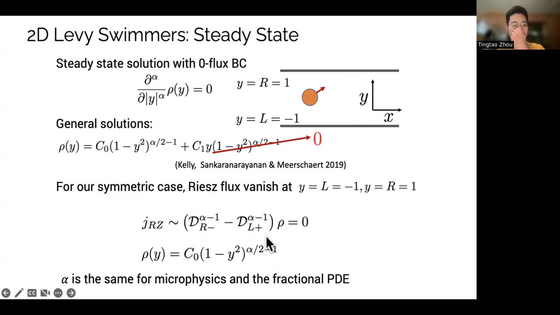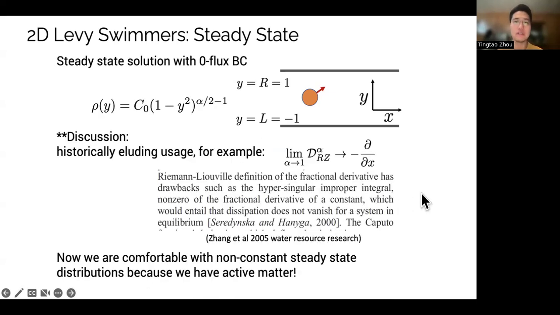One thing to remark here is that the only parameter here, alpha, is the same as in the microphysics. So alpha is the power law index for the waiting time distribution of the bacteria, right? But then it is carried all the way out here into the fractional PDE, and eventually the final form of the steady state distribution. So that's something pretty nice. And here C naught is just a normalization constant, determined by the total density of the bacteria.